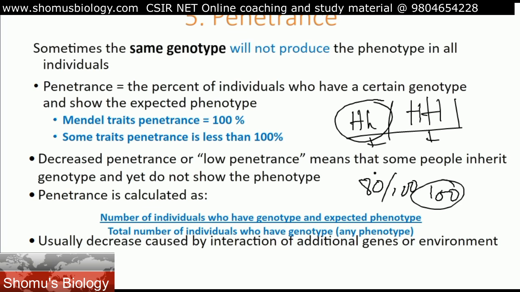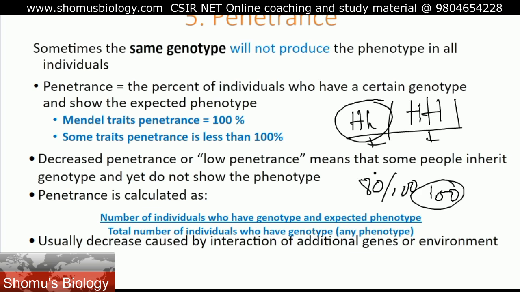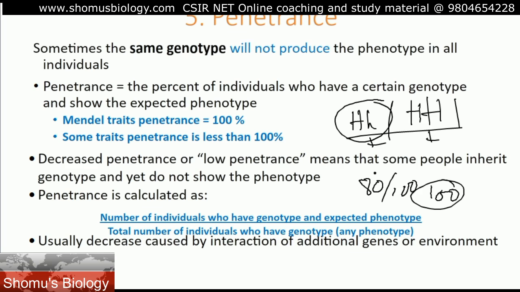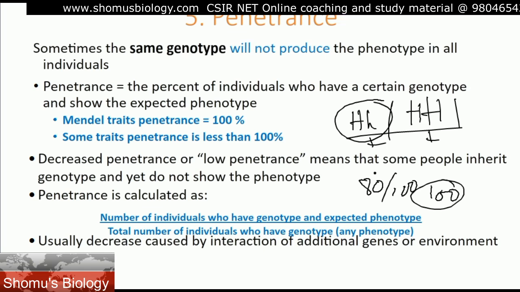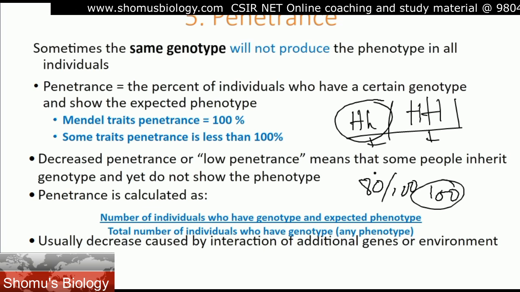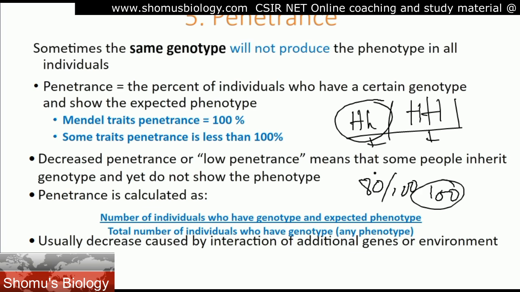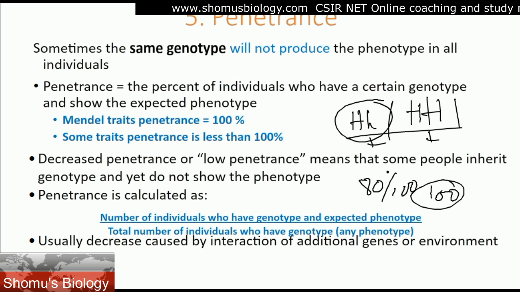So if 100 out of 100 express the phenotype, it will be called 100% penetrance. And if 80 out of 100 are expressing the phenotype, then it will be termed 80% penetrance. So the penetrance can be high, the penetrance can be low. But it is a fact that whenever we are looking at a huge population, we will not see 100% penetrance. So from outside, whatever you can see is not entirely what happens at the genotype scale. Got it? So how do we calculate penetrance? The number of individuals who have the genotype and express the phenotype, divided by the total number of individuals who have the genotype. Got it?